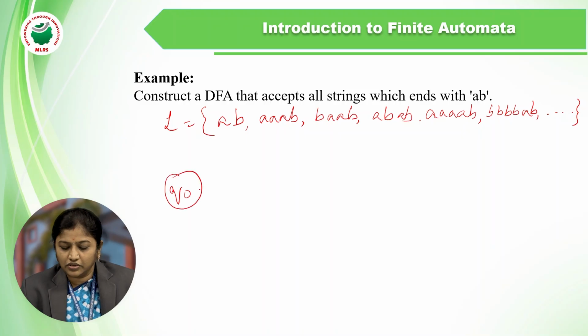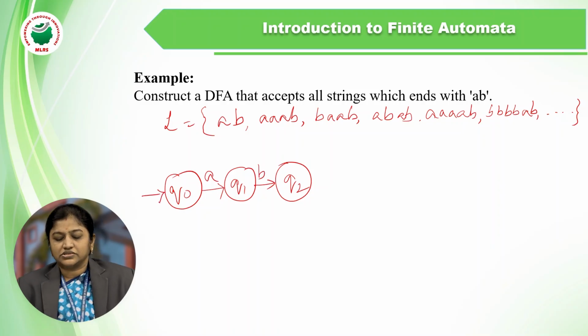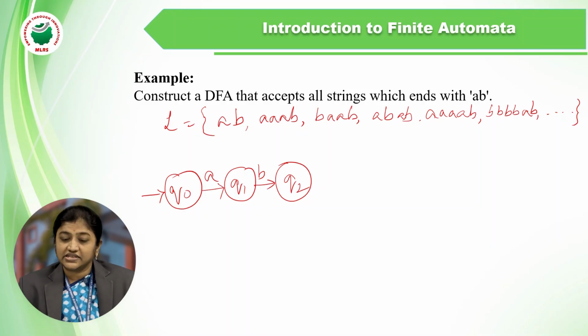Q0, Q1, Q2, with A, B. This is how we are starting with AB. As it should end with AB, we require 3 states. Here, which is the start state? Q0. And which will be the final state? Q2. We represent the final state with a double circle.